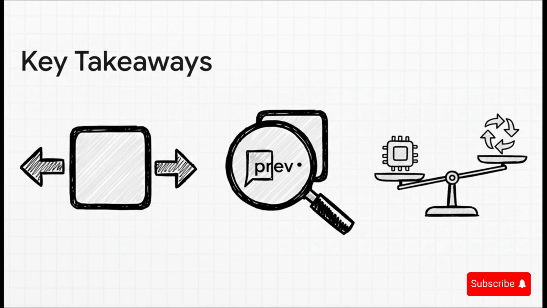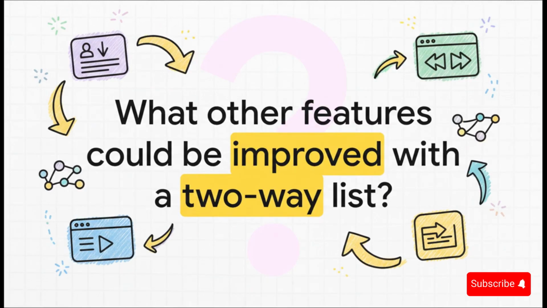It's powerful stuff. So I'll leave you with a little food for thought. Now that you know how this works, now that you get the power of moving forwards and backwards through data, what apps or software features that you use every single day could be made better with a two-way list? Think about it. The possibilities are pretty cool.